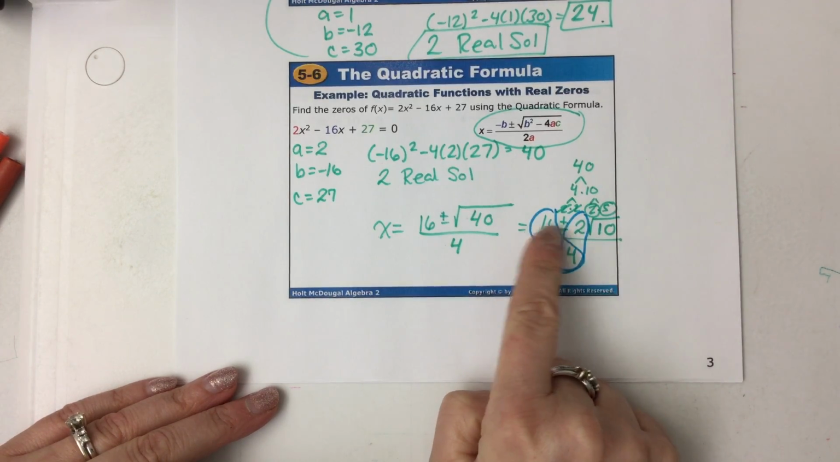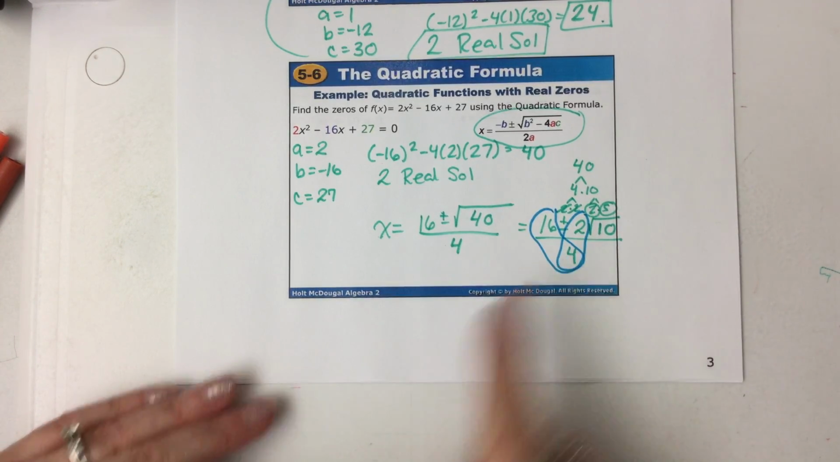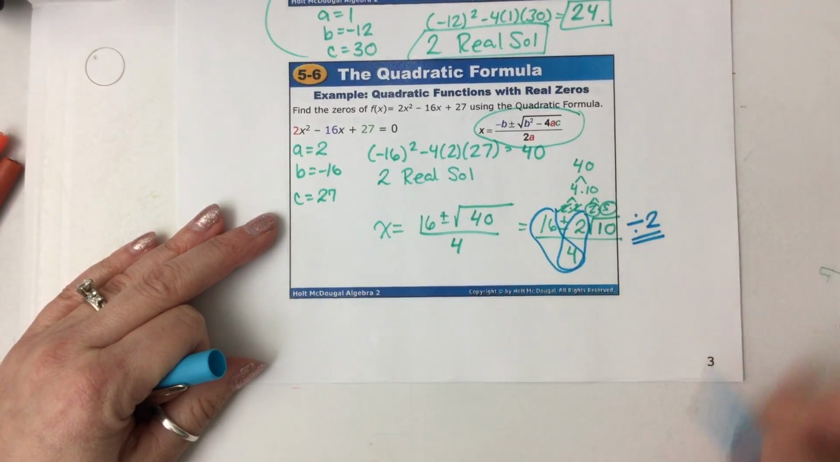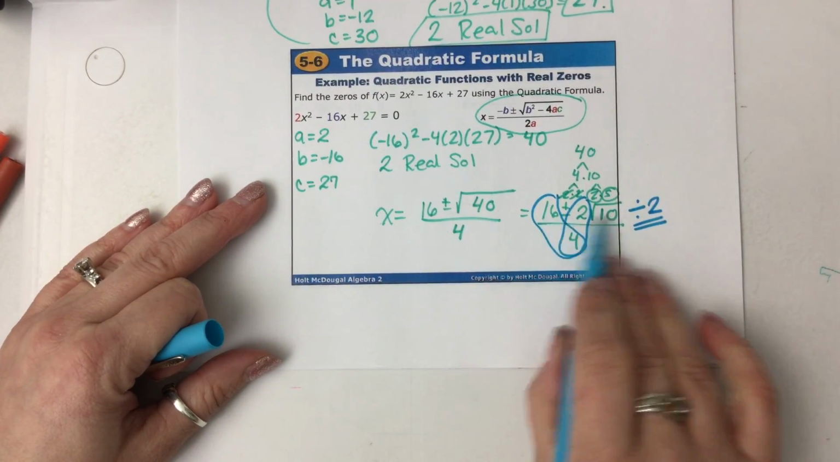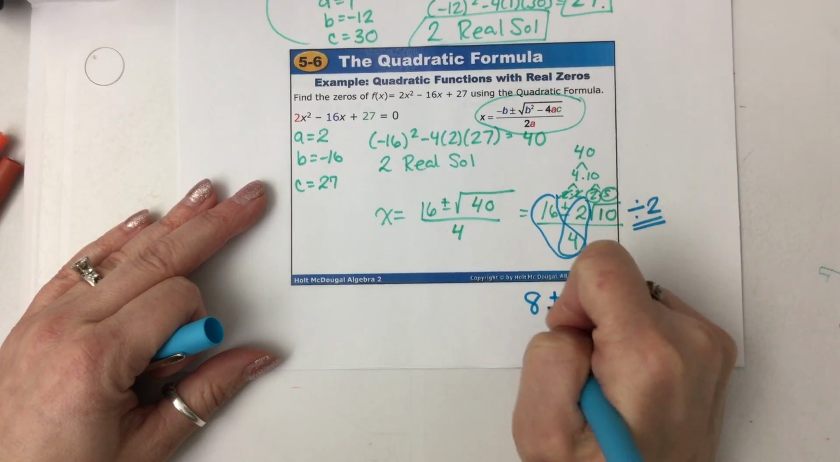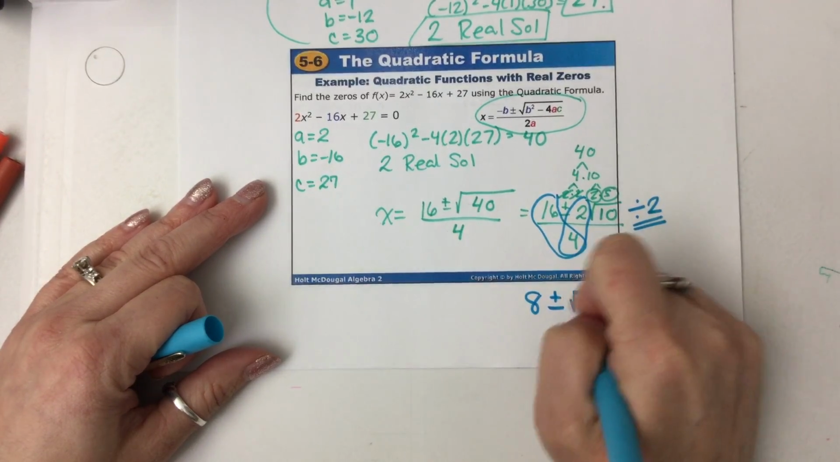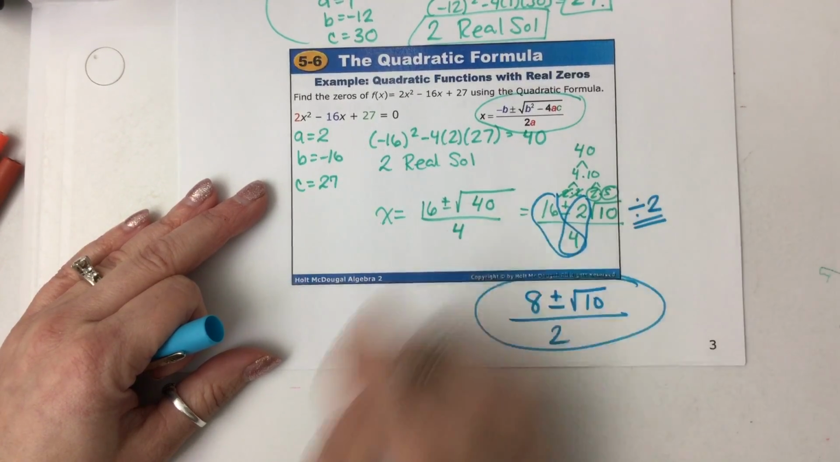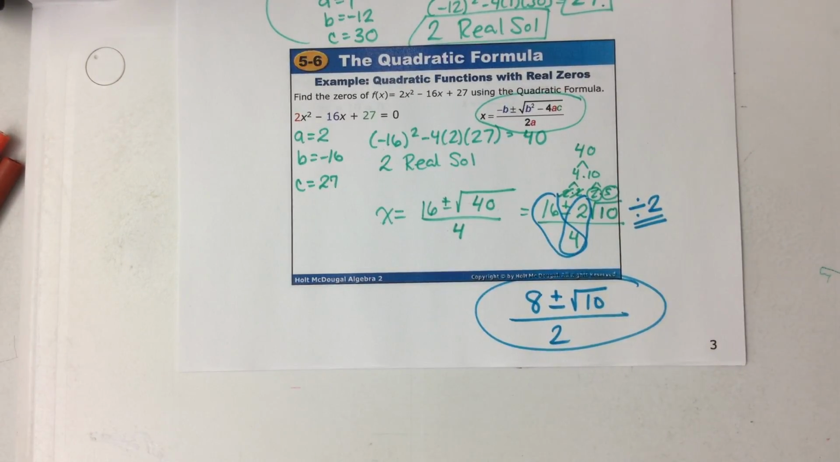So what I mean is if you look at 16, 2, and 4, is there a number I can divide them all by to simplify this? Absolutely. You can divide by 2. 16 divided by 2 is 8, plus or minus 2 divided by 2 would just be a 1 square root of 10. 4 divided by 2 would be 2. That would be your final answer.